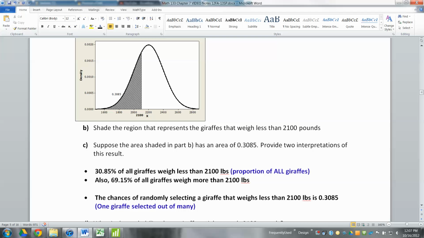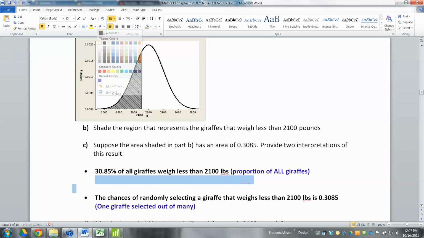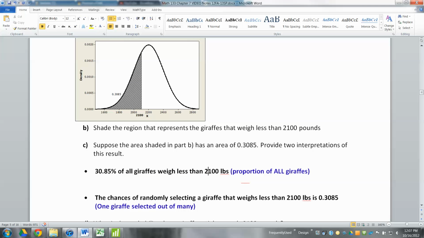All right, now the question is, what is this? Notice, by the way, how Minitab just magically tells us that it's 0.3085, and I wrote that right here. Now, how we get that, that's the next section. But for right now, how do we interpret it? We can think of this two ways. You can think, okay, 30.85% of all giraffes weigh less than 2,100 pounds. That means the proportion of all giraffes. So if you think of all giraffes on the planet, 30.85% of them weigh less than 2,100 pounds.